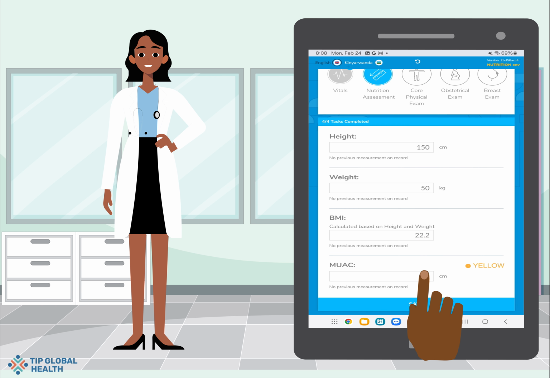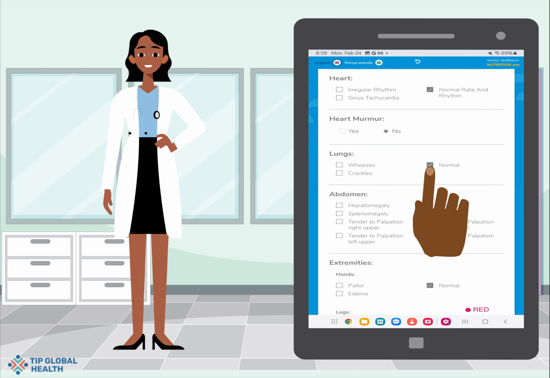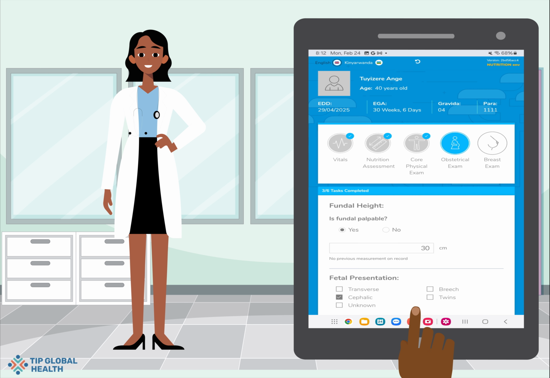Her MUAC is 20 centimeters. This places her in a moderate malnutrition category. Next is a core physical exam. Her hair, eyes, and neck are normal. Heart and lungs are normal as well. Her abdomen is pregnant but otherwise normal. She has no swelling in her hands, but her legs show signs of edema. Then hit save. And now let's perform her obstetric exam.